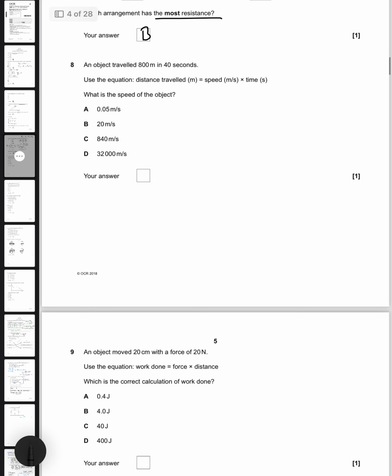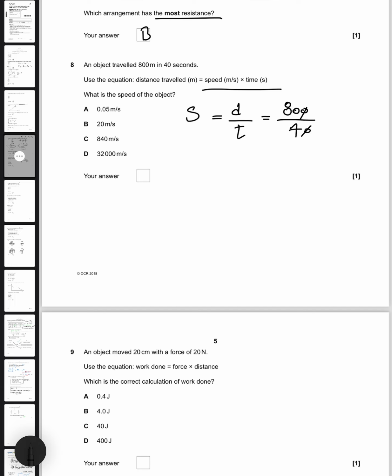Let's take a look at question number 8. This is a really simple question because it gives you the formula. It says, what is the speed of the object? It travels 800 meters in 40 seconds. So obviously, you just have to find out the speed of the object. Now, you have to rearrange the formula. Speed is going to be distance divided by time. So you just have to divide 800 by 40.